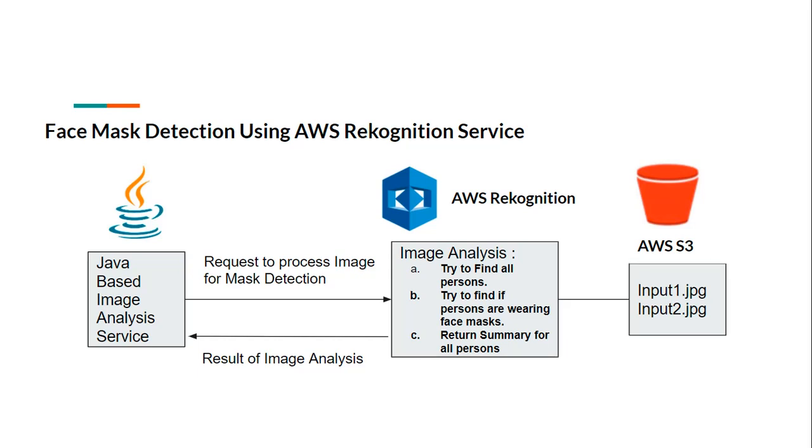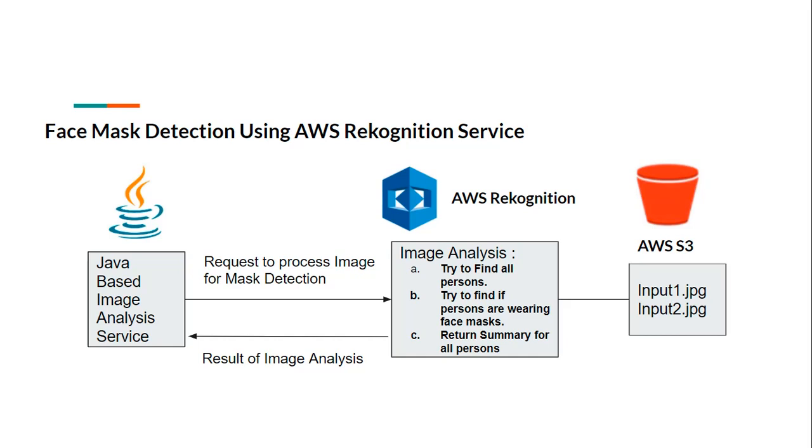Today we are going to talk about AWS Rekognition Service and we will learn how to use it to detect if the persons in the images are wearing any face mask or not. Before we move ahead, I'll quickly introduce you to AWS Rekognition Service.